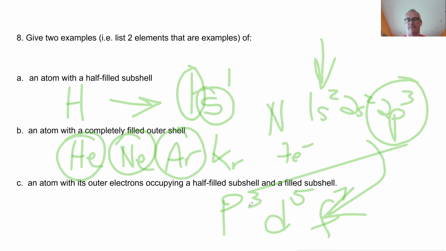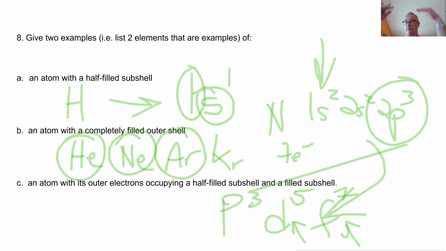Yeah, so any of those elements that ends with a p3, a d5, or an f7 will have a half-filled subshell. And I think I mentioned this morning that a half-filled subshell is a sort of quasi-stable feature, because especially with the transition metals, if you have a half-filled d subshell or a half-filled f subshell, that's fairly stable, and the next electrons to add may not go in either the d or the f. They'll go somewhere else.